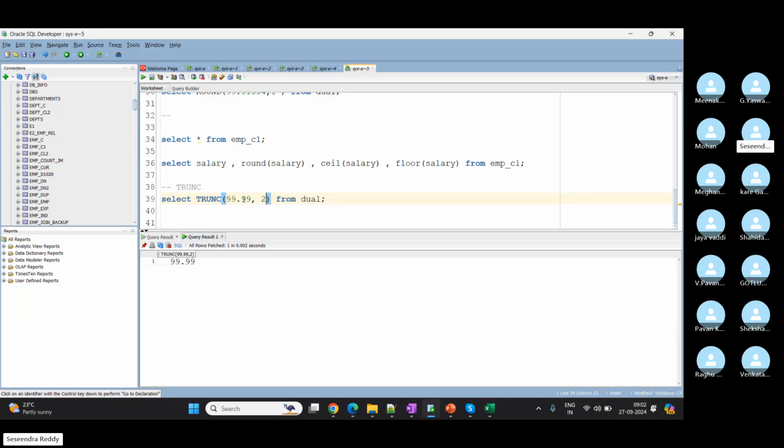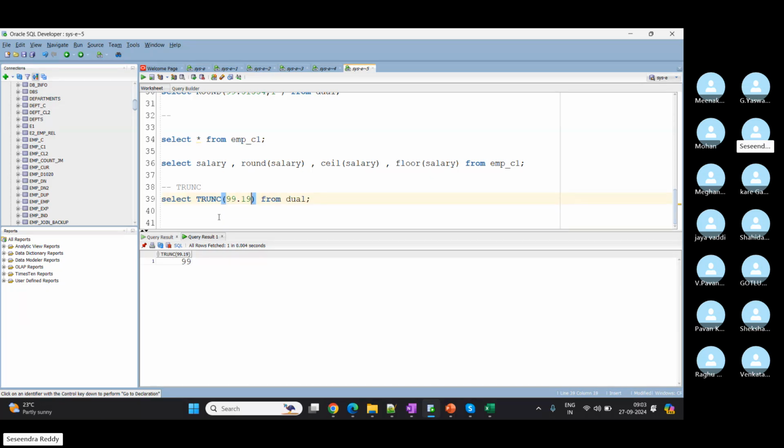So you see it is printing as it is, right? Because I want to display two decimals. Now let me give the lowest value 19. See. Okay, let me remove this one.